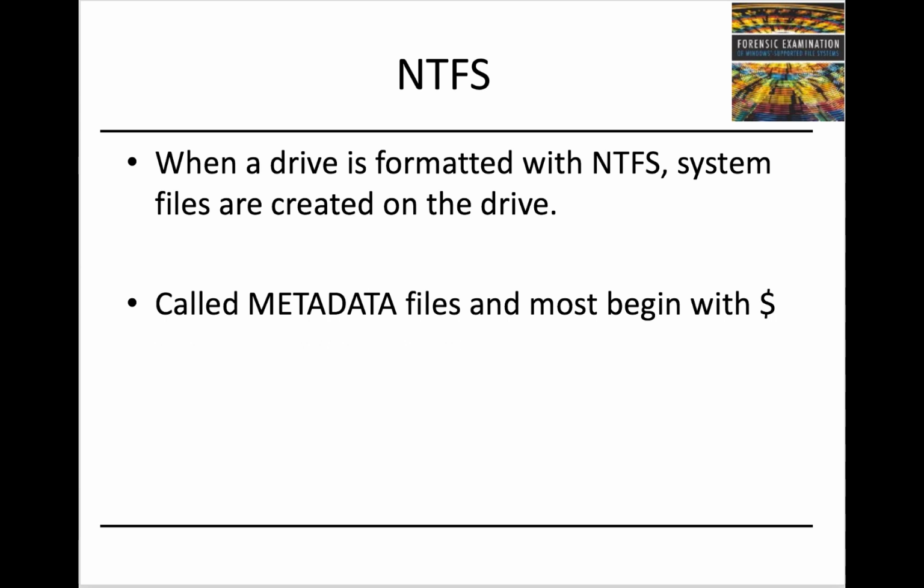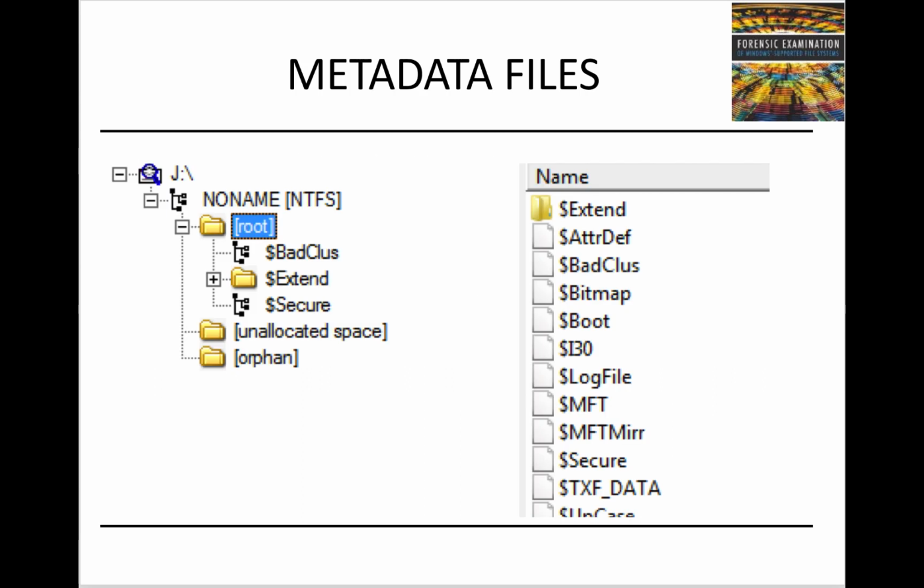But they are hidden files, so you have to specifically be looking for them, through some type of viewer editor to be able to locate them. And so here, through FTK Imager, we see in the root an example of $Extend folder, AttrDef, BadClus, Bitmap, Boot, so forth. Okay? So we're going to walk through these different metadata files.